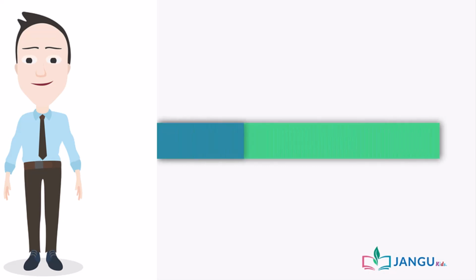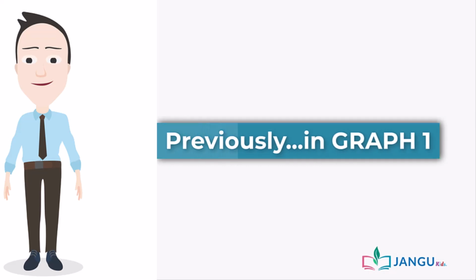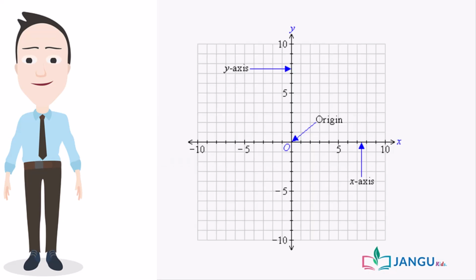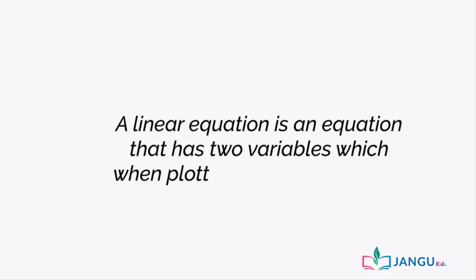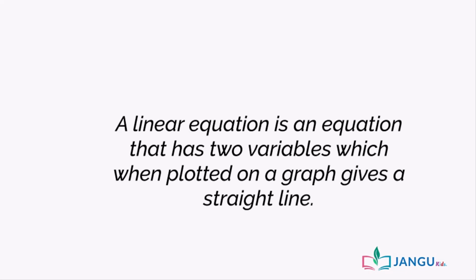In the first lesson of this series, we learned how to identify the x and y axis on the Cartesian plane, as well as how to plot points in the Cartesian plane. Now, let's talk about plotting graphs of linear equations using tables of values. A linear equation is an equation that has two variables, which when plotted on a graph gives a straight line.